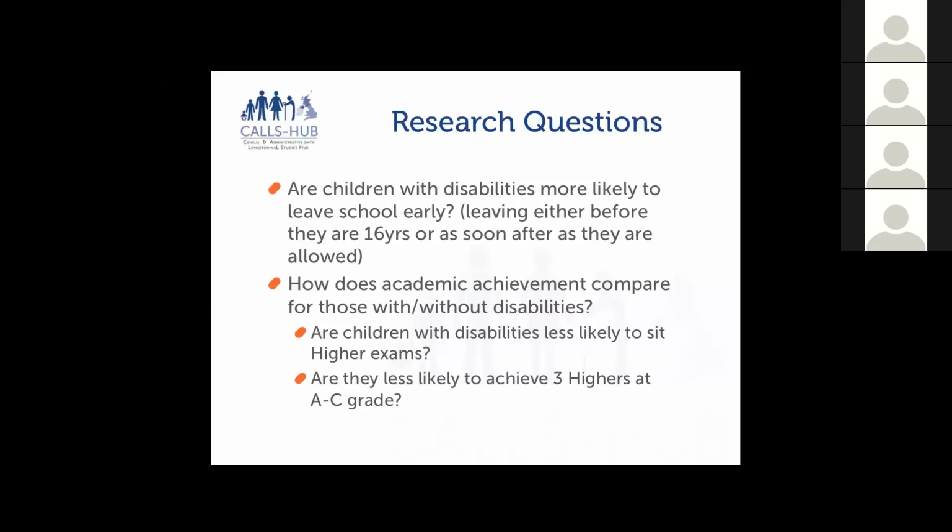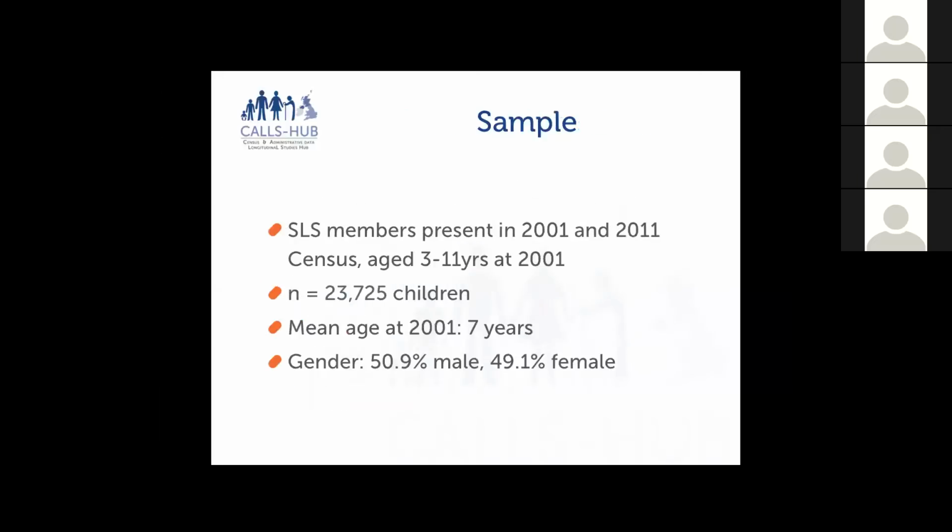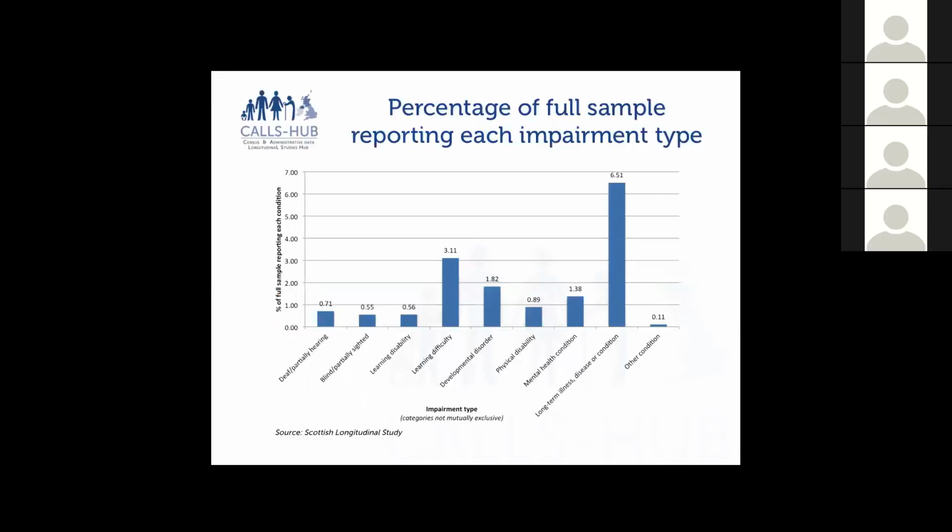So for the benefit of those who don't know, the Scottish Highers are roughly equivalent to the A level in England and Northern Ireland. And also, are children with disabilities less likely to achieve 3 good A to C grade passes in their Highers? So my sample were SLS members who were present at both 2001 and 2011, and they were aged 3 to 11 years at 2001. So that gave me just under 24,000 children with a mean age of 7 at the 2001 census. And as you can see, we have quite a good gender split between them.